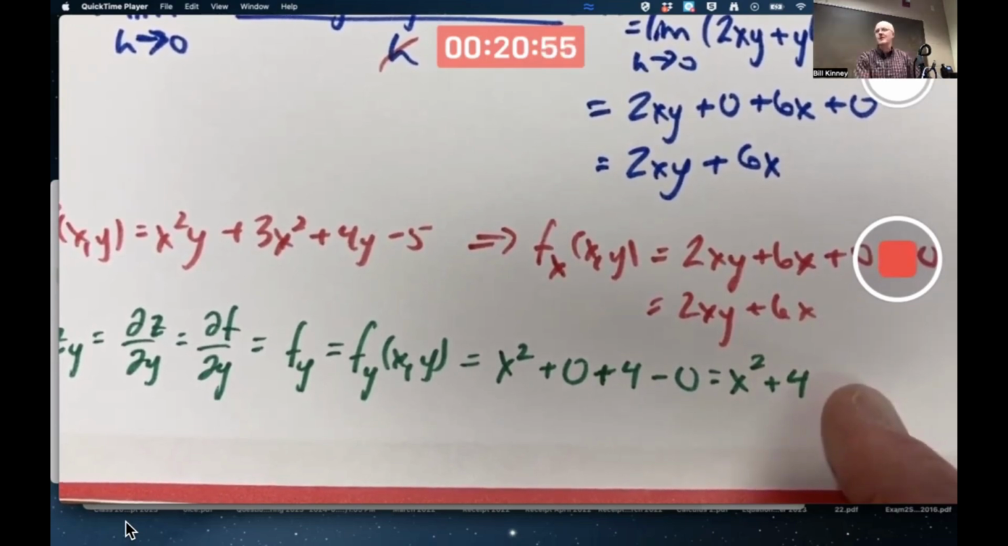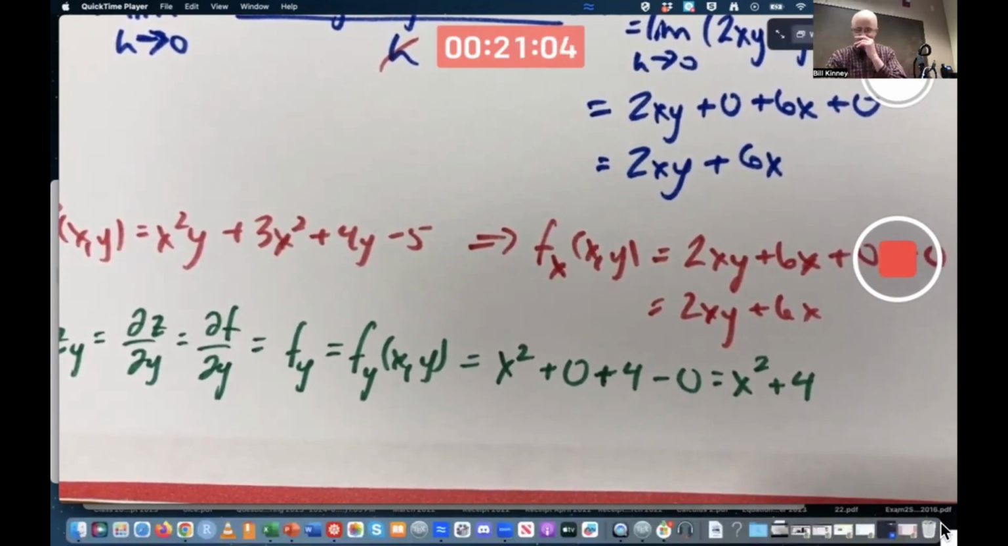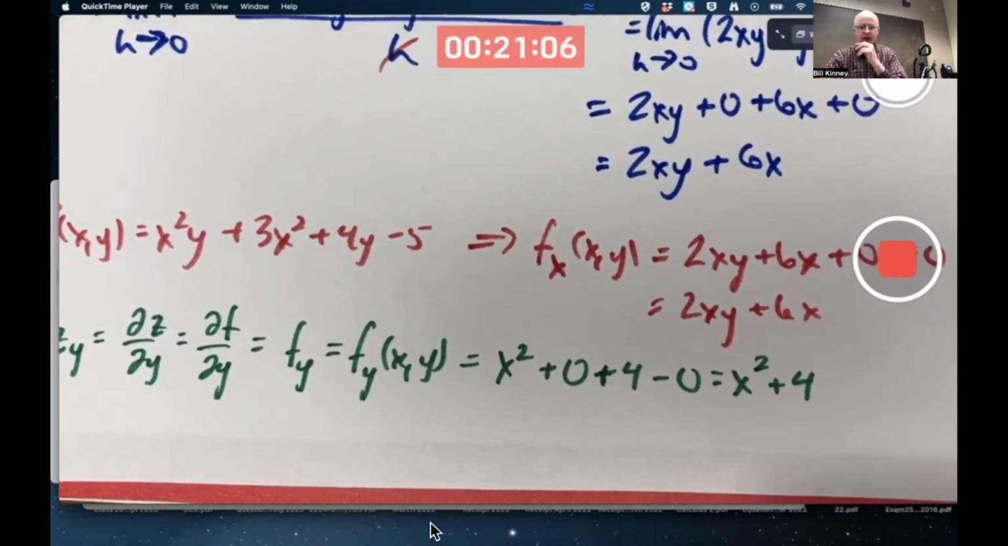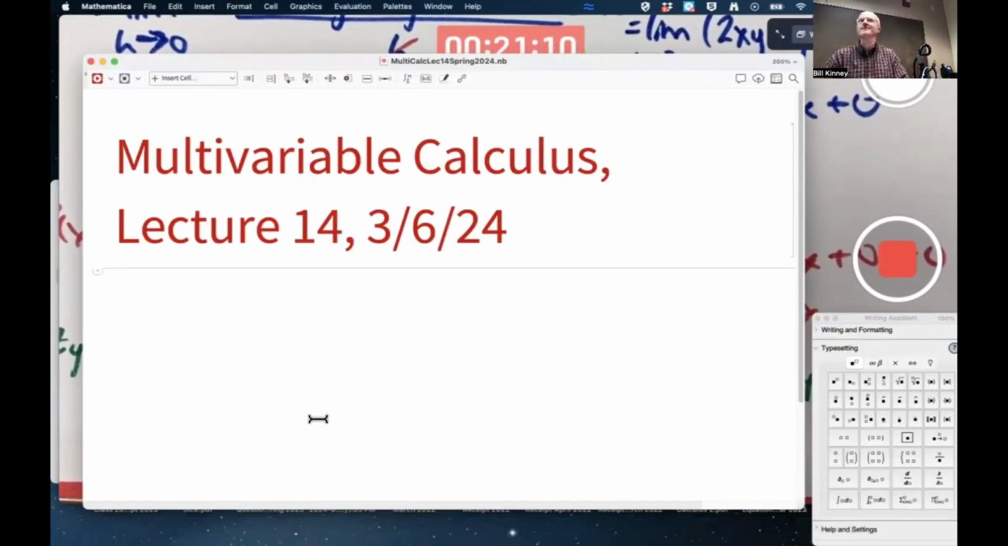We could have. Computing these things is important. More important is the interpretation as rates of change. Does that mean as slopes? If you're careful, it means that.